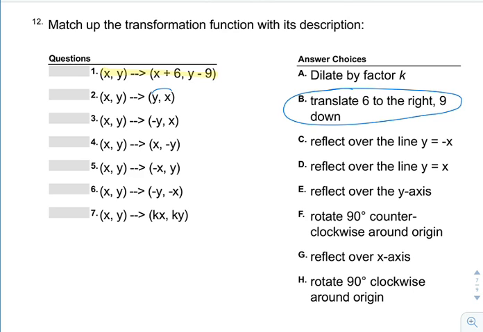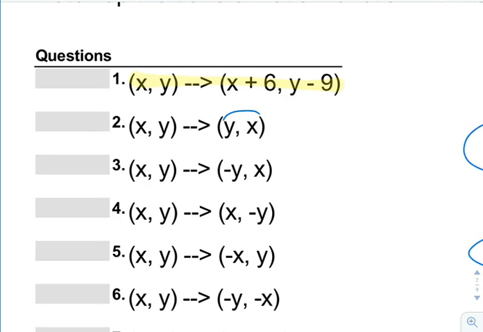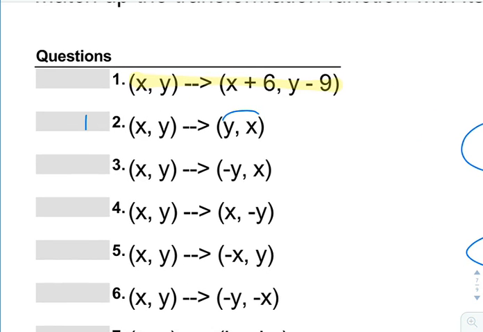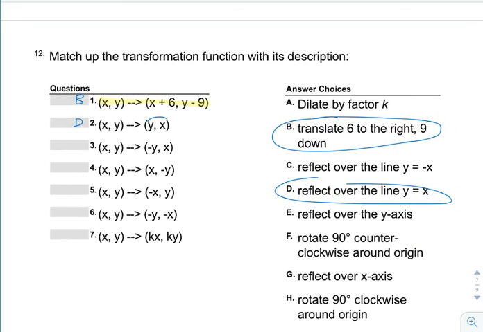Which one is it where they switch places? Well, when they rotate 90 degrees, they switch places. But don't forget, when you rotate 90 degrees, they're also changing the sign of one of the coordinates. So it's not the rotate 90 degree ones. What's the only other one where they switch places? That's over y equals x. So this one is D. You remember this, like y becomes the x.